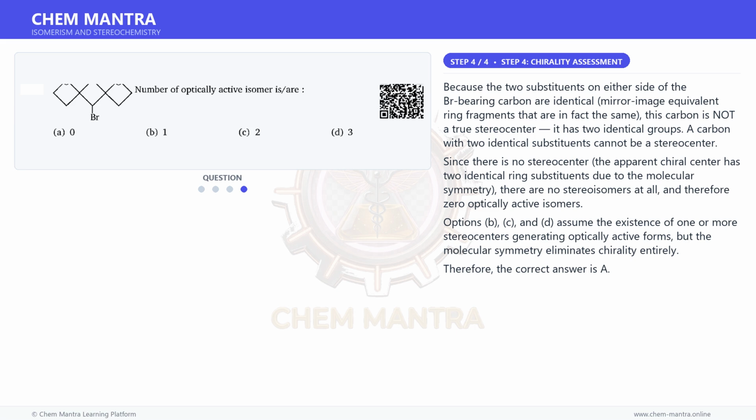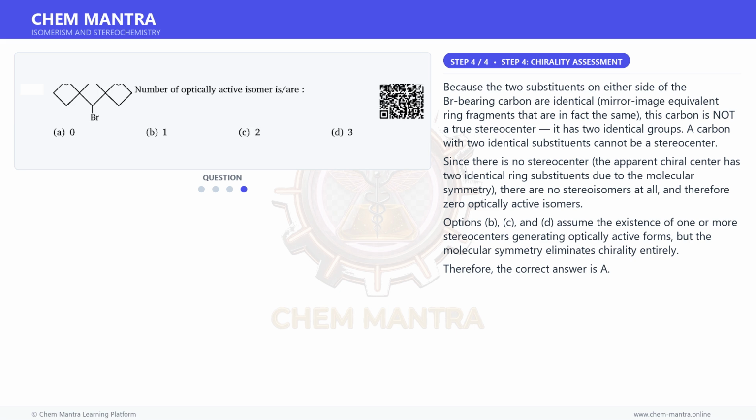Since there is no stereocenter, the apparent chiral center has 2 identical ring substituents due to the molecular symmetry. There are no stereoisomers at all, and therefore 0 optically active isomers.